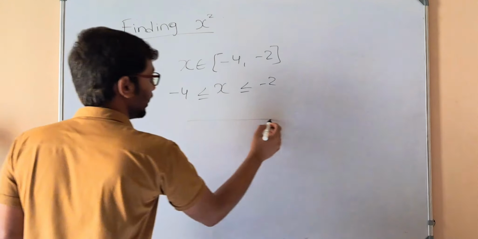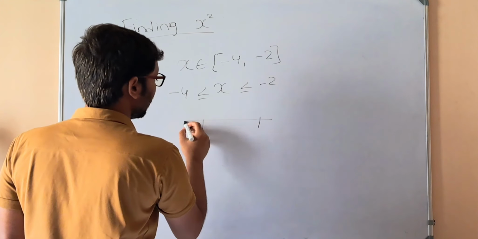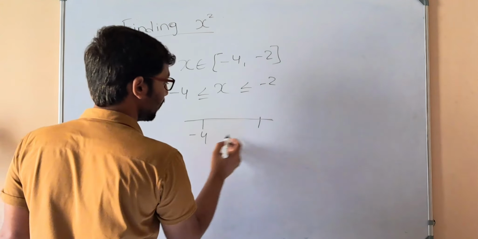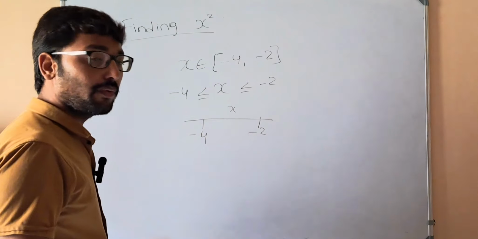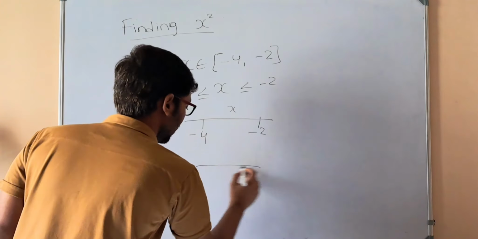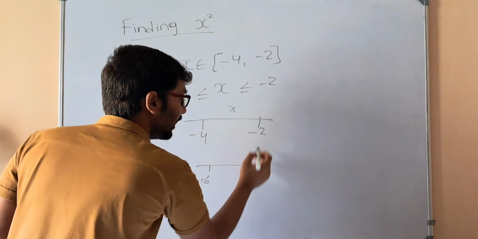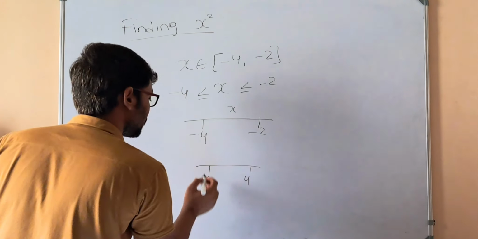So now, draw a number line. Here it is minus 4, here it is minus 2. So these are the x values. Now if I square, what happens? This will be 16 and this will be 4. 2 square is 4, minus 4 square is 16.